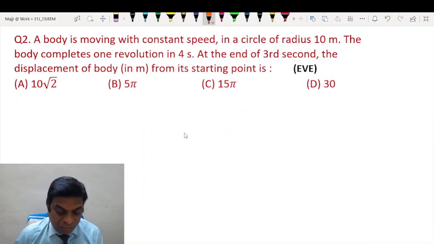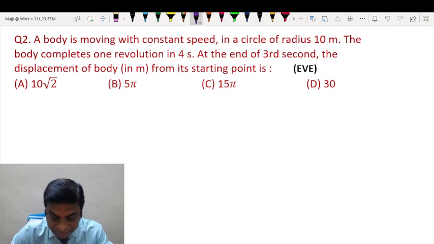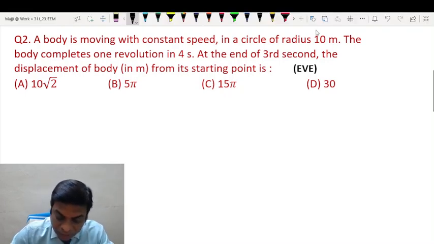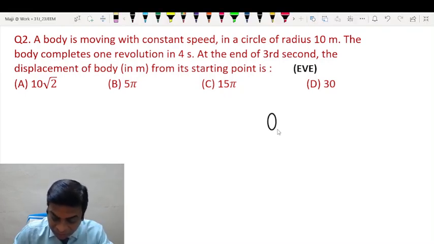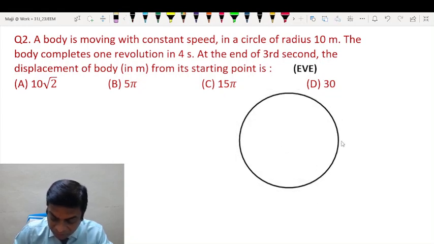A body is moving with constant speed in a circle of radius 10 meters. The body completes one revolution in 4 seconds. At the end of third second, find the displacement of the body in meters from its starting point. Let us draw a simple diagram to understand the situation. So the situation is like this.